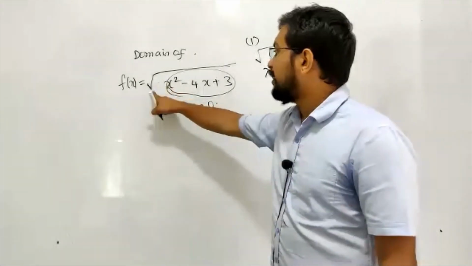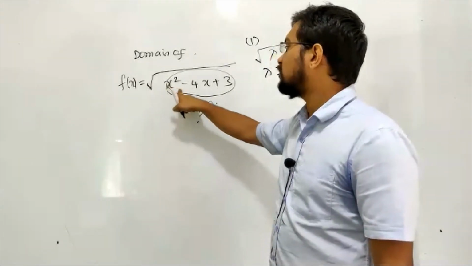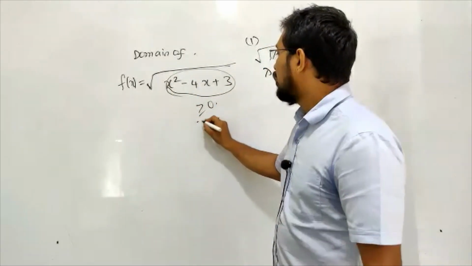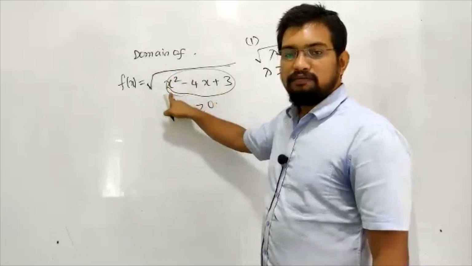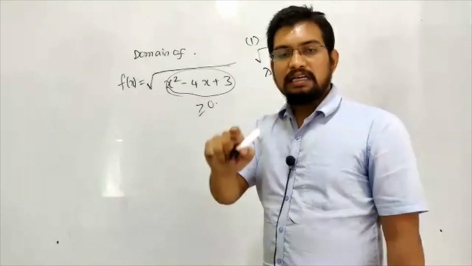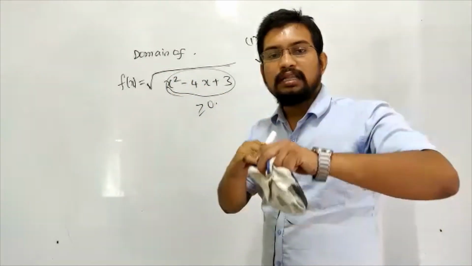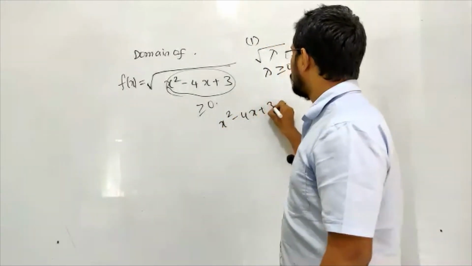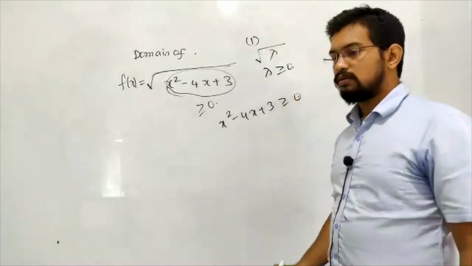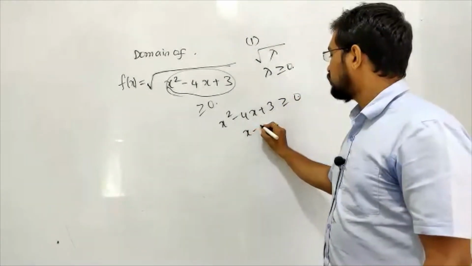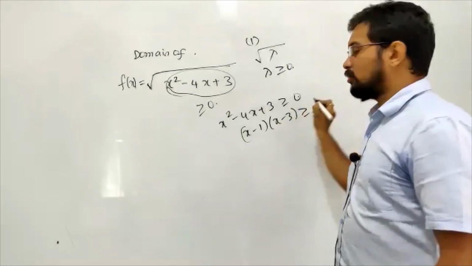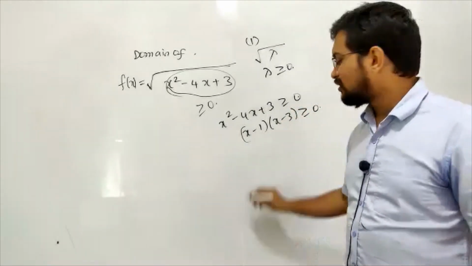Now whenever I'm writing this function, under the root of x square minus 4x plus 3, what do I need to write? Whatever you are writing under the root must be greater than or equal to 0. Your answer will be x square minus 4x plus 3 is greater than or equal to 0. Now this is (x minus 1) into (x minus 3) is greater than or equal to 0.